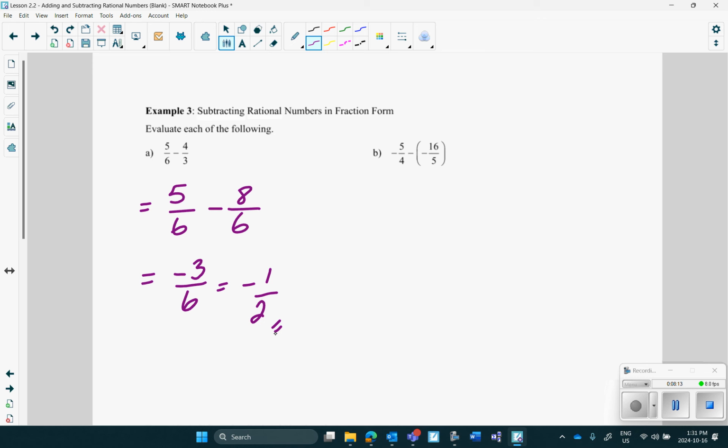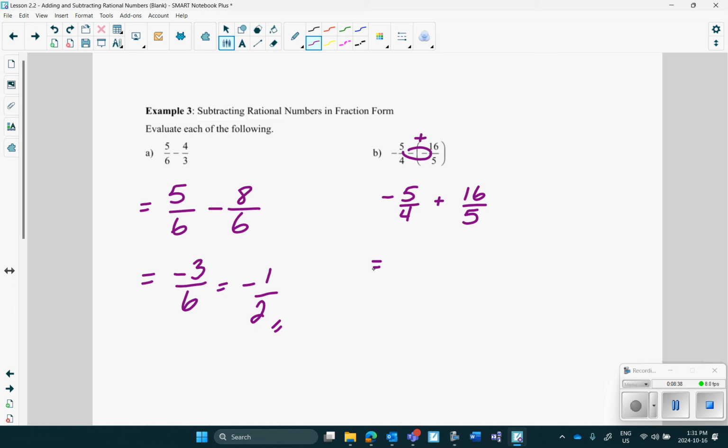What do you want to do with this second one first? What might make life easier on you? Sienna? Make this plus. So change it to negative 5 over 4 plus 16 over 5. And then you don't need the parentheses.